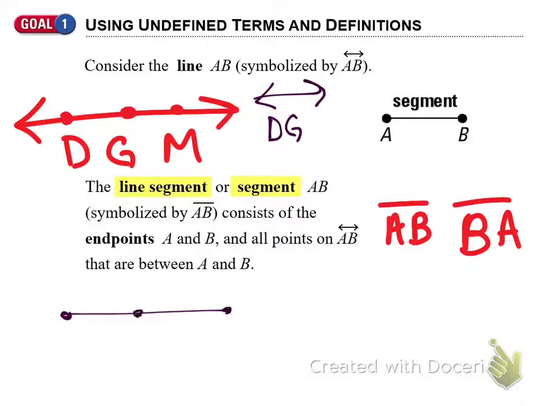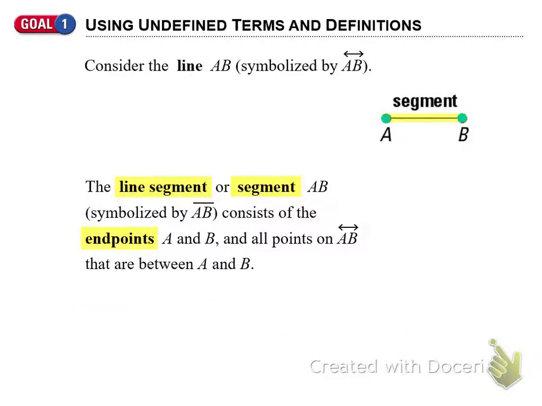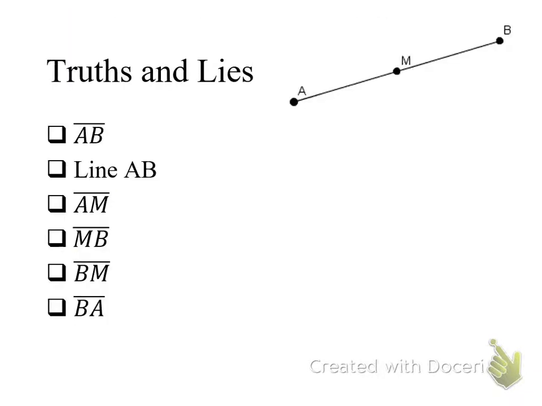If I had a segment that was DGM, and I use DG, that would mean my starting point is D, and I would end at G. So would that represent the whole line? No. So the only way to name this line in particular would be D, what do you think? DM, or you could say MD. Okay? G would have to just not be in the name. So that's a segment. How do we feel about it? Feel good? All right, let's practice.